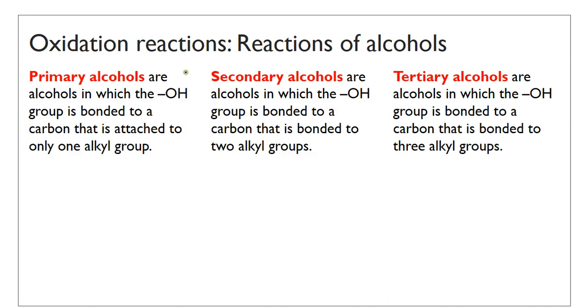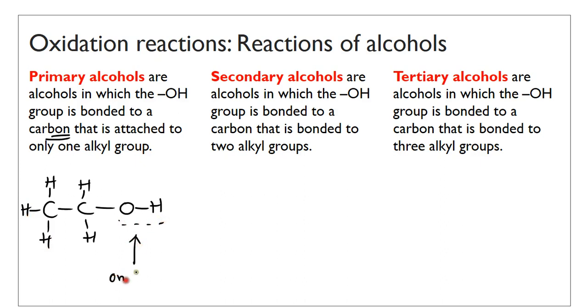But anyway, primary alcohols are alcohols in which the OH group is bonded to a carbon that is attached to only one alkyl group. That makes no sense. So basically, this is a primary alcohol. Another way to understand primary alcohol, which probably makes it easier, is that the hydroxyl group is on a terminal carbon. So OH is here, on a terminal carbon. So this carbon is only linked to one other carbon in this primary alcohol.